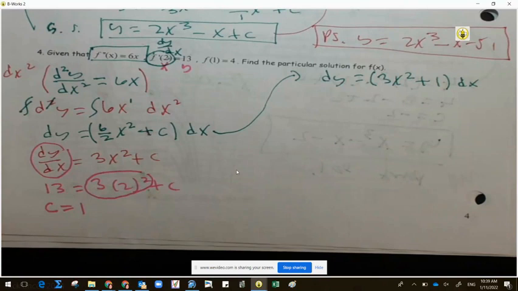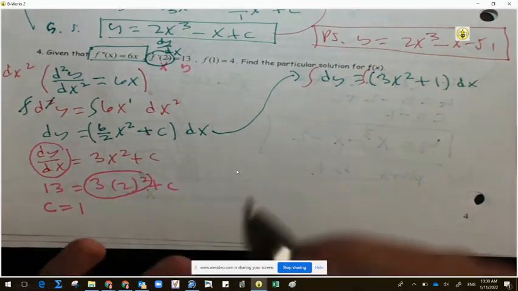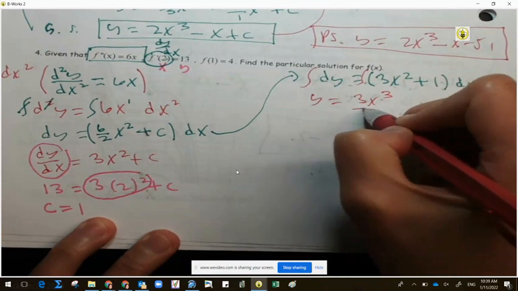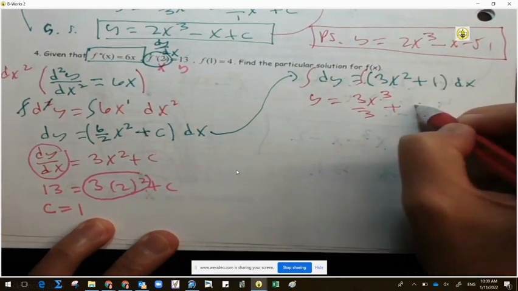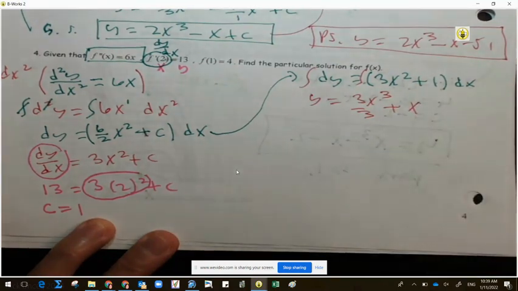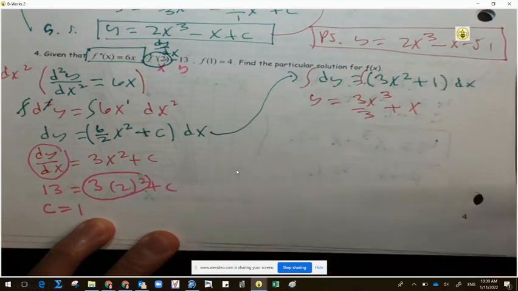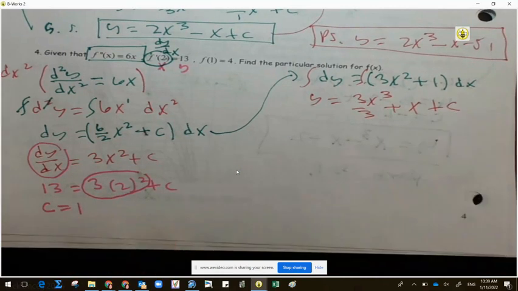Okay? So do I need to antiderive one more time? Yes, I do. Let's integrate. When I do, I get y is equal to 3x cubed over 3 plus, what would this give us? What is the antiderivative of 1? x. What is the derivative of x? 1. Go back and forth. What do I have to add at the very end? Plus c.